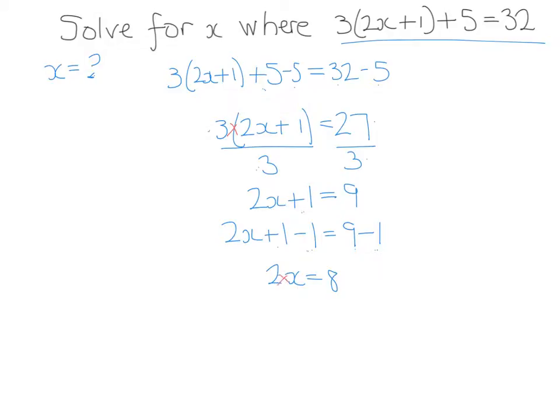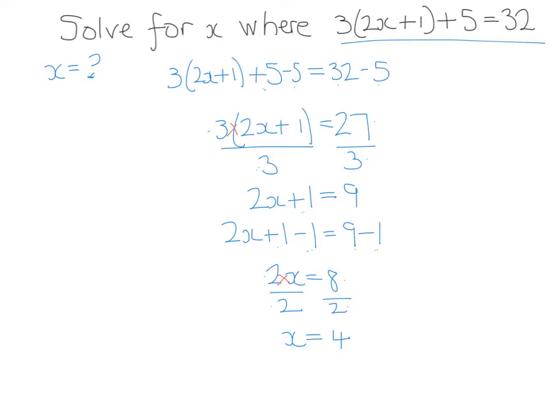Now between the 2 and the x there's a times there. It's invisible, but we know it's there because it's an implied times. What we can do is divide by 2. Times by 2, divide by 2, they're opposites and will cancel out, and on the left hand side it will just leave x. 8 divided by 2 is 4.